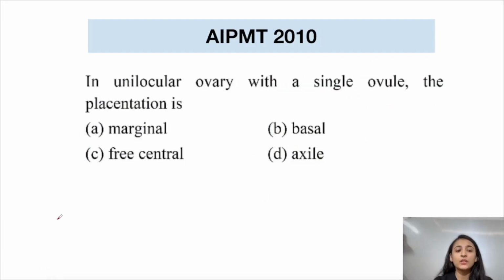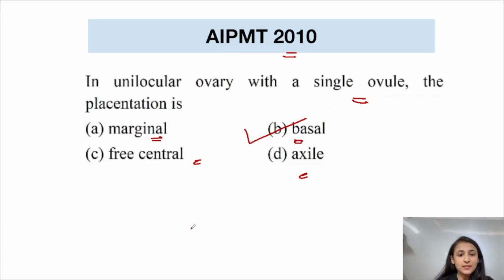Now let us move forward. In a unilocular ovary with a single ovule, the placentation is... this question is from AIPMT 2010. Options are marginal, basal, free central, or axile. So it is a direct question. It is being said the ovary is unilocular with a single ovule. So we studied this kind of placentation, where a single ovule is present in a unilocular ovary, in basal placentation, which is the most advanced of all the kinds of placentations.